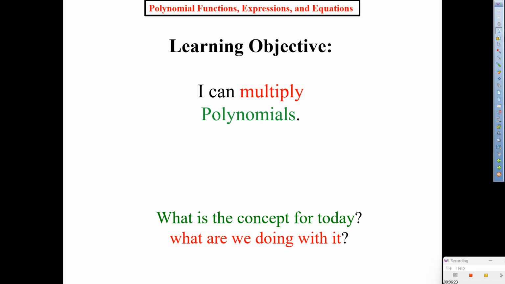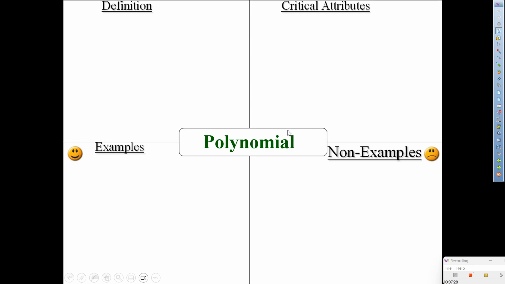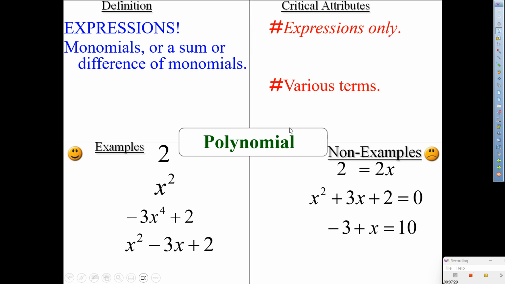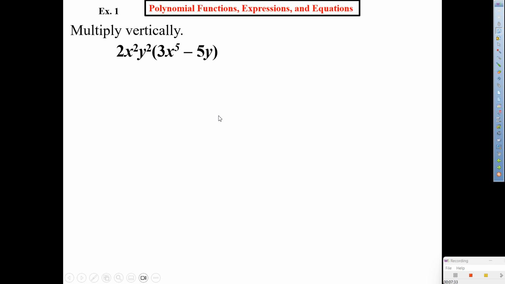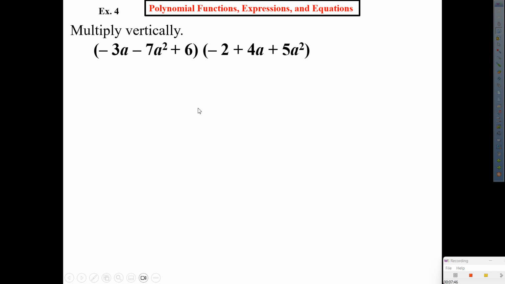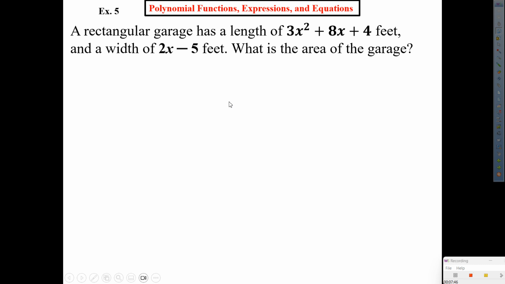All right. Thank you. So, polynomials, some of you wrote expressions, yes. Monomials, some are different. All right. So yesterday we continued with multiplication, but vertically. We finished with this one, yes? All right, copy this one, please. Example number 5. Copy it completely on your notes, and it reads, a rectangular garage has a length of 3x squared plus 8x plus 4 feet, and a width of 2x minus 5 feet. What is the area of the garage?